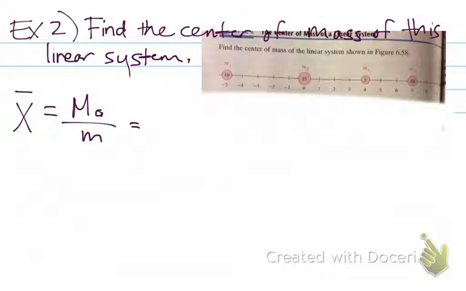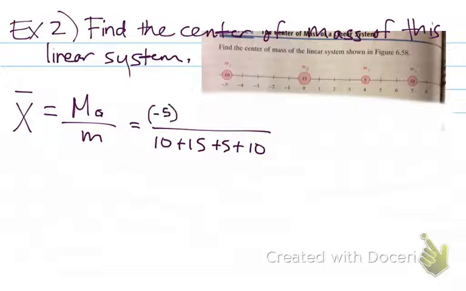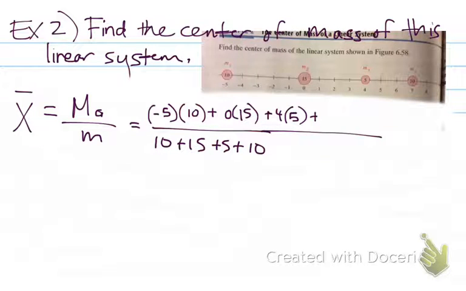So if you added up all those masses together, you would get 10 plus 15 plus 5 plus 10. And I'm getting those from right here. That's the weight of the masses. And then m naught is if you multiply its position, which is x, remember the distance, or the position on the number line, I should say. So the distance, which is x, times the first mass is 10, plus the position of 0 times the second mass is 15, plus the position of 4 times the third mass of 5, plus the position of 7 times the last mass of 10.